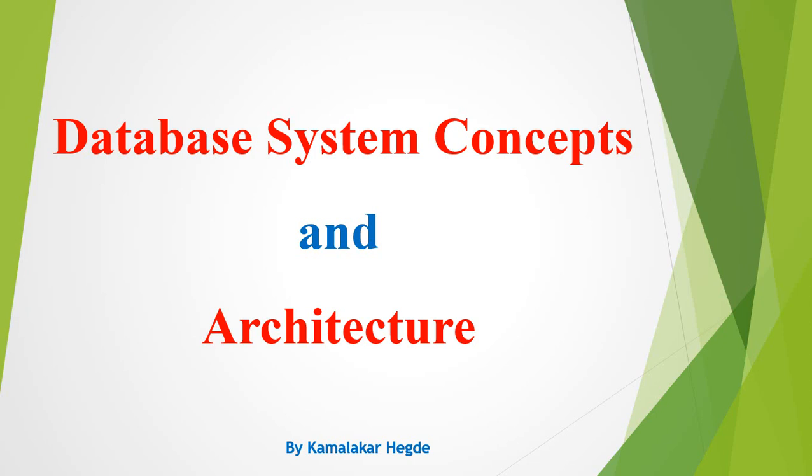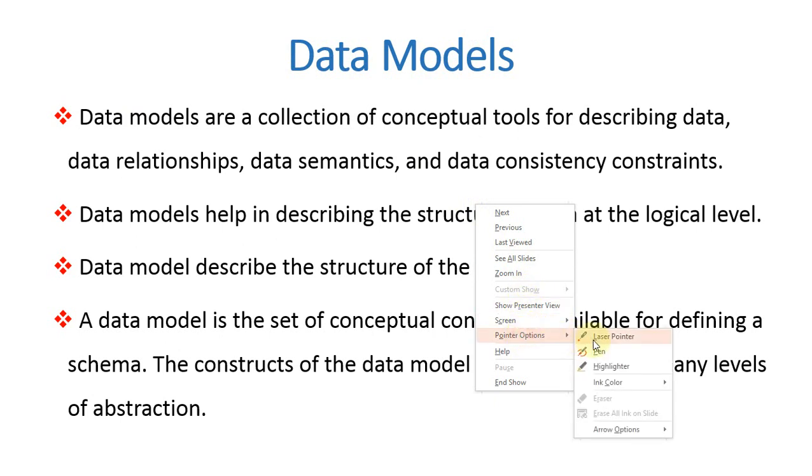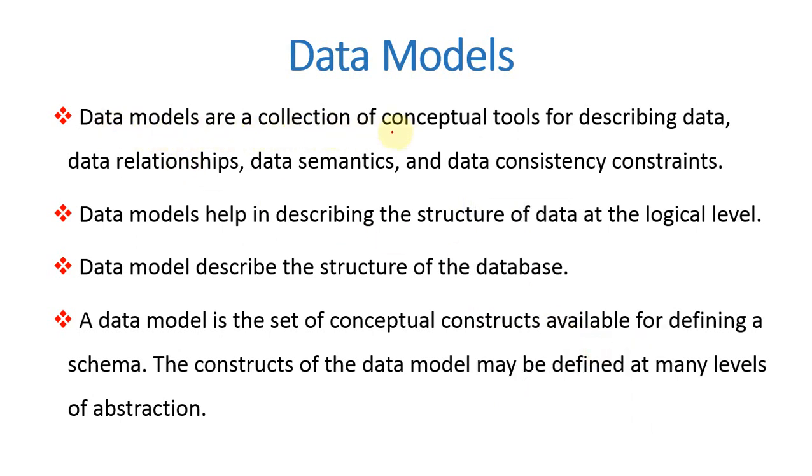Okay, entity relationship model. So here, what is a data model, or what are the data models? Data models are the collection of conceptual tools for describing the data, data relationship, data semantics, and data consistency control. So I already told about how the roll number should be, how the name should be, how the mobile number should be, how the email ID should be, how the register number should be, and what are the relationships between one table and another table.